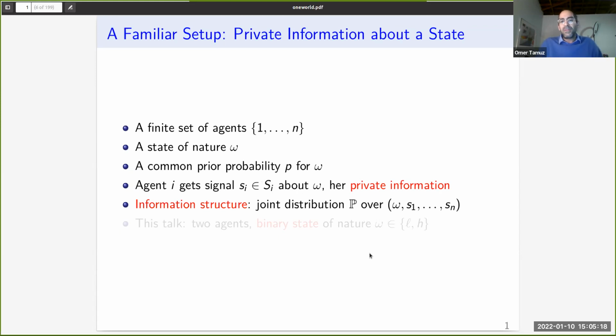What we're going to call an information structure is some joint distribution over the state and these signals. We're going to think about these just as random variables. They're all going to be in some big probability space that we'll recycle throughout the talk. In this talk, I'm going to focus on the case of two agents and a binary state. Some of the results generalize beyond this to finitely many agents and finitely many possible values of the state, and some don't. You can read more in the paper. If you're interested, you can ask me and I can explain what generalizes and what doesn't. But I'll just focus on two agents and a binary state that takes two values, low and high.